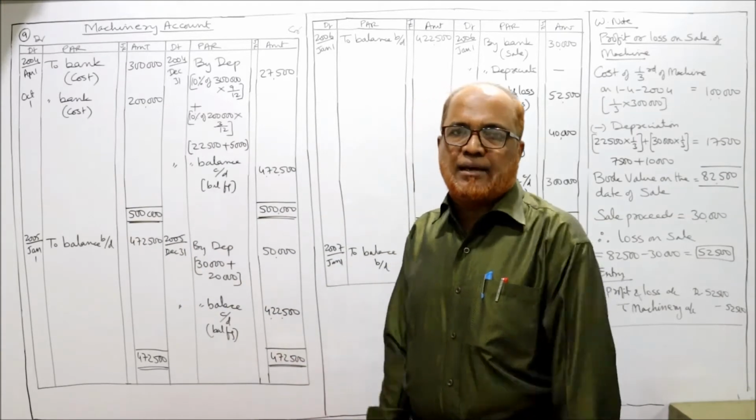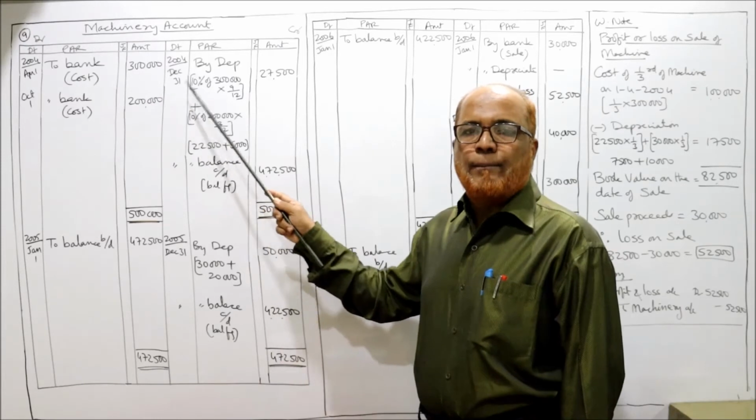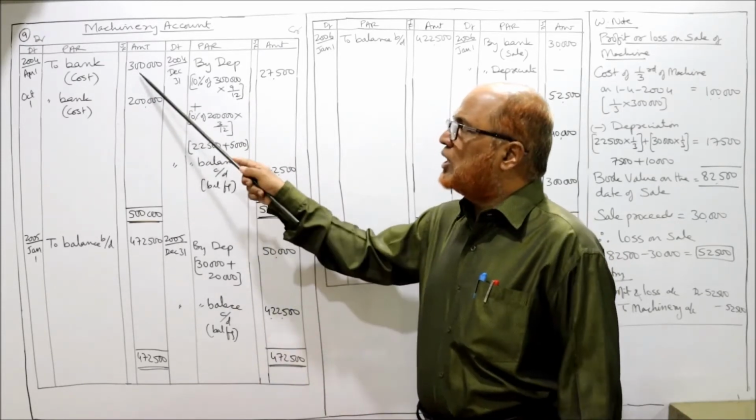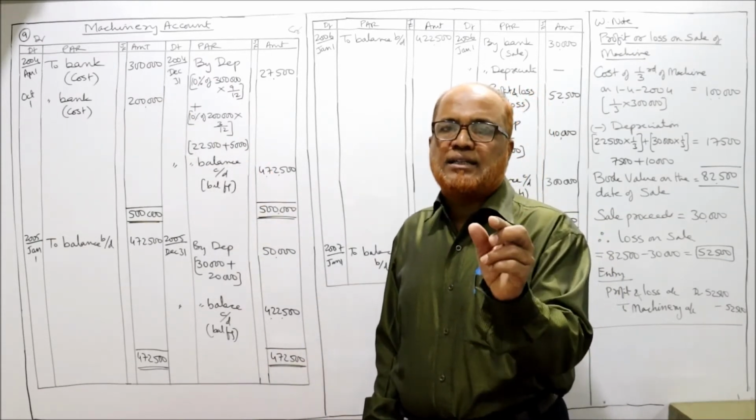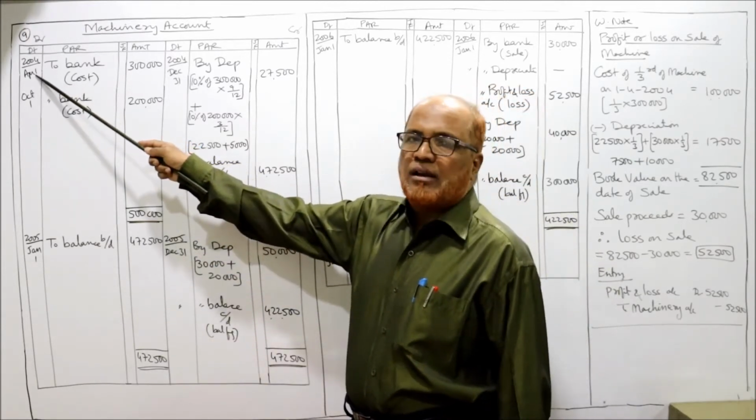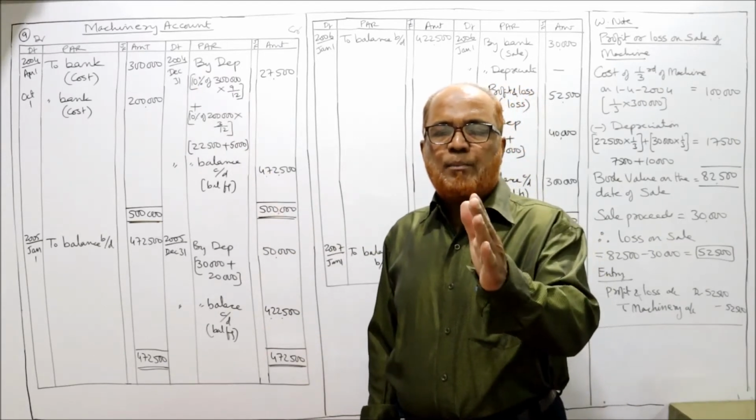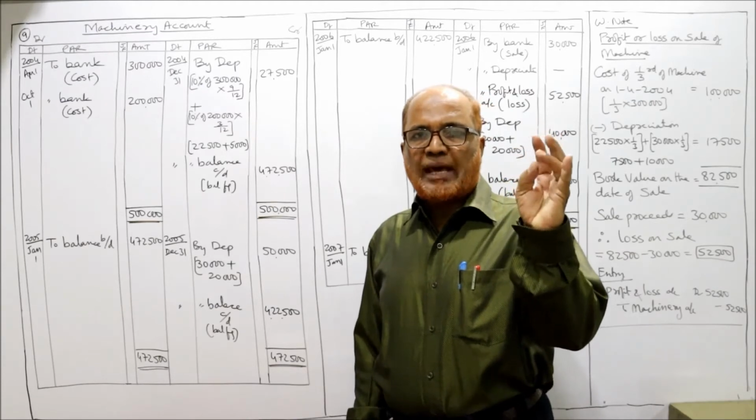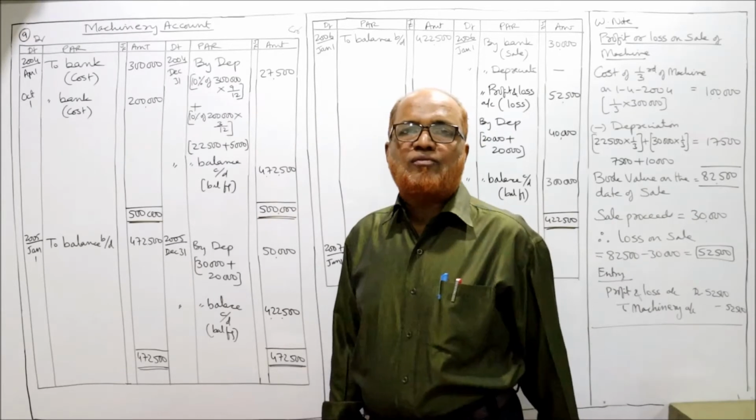Now we close the year, 31st December 2004. Calendar year closes. By depreciation. Now we have to provide depreciation 10% on original cost, 3 lakh. 3 lakh into 10%, 30,000. But 30,000 is for 1 year. The machine is purchased on April 1 and we are closing the accounts on 31st December. So from 1st April to 31st December, 9 months. April, May, June, July, August, September, October, November, December, 9 months. So we have to calculate depreciation for 9 months.